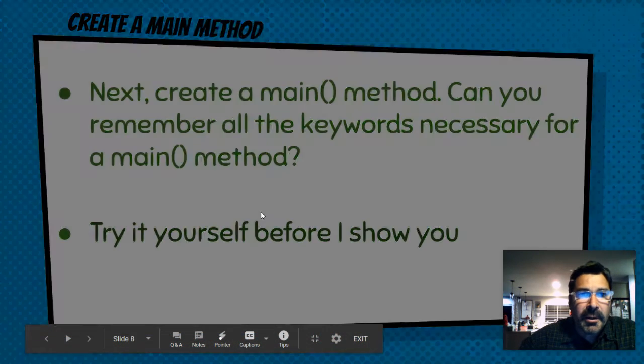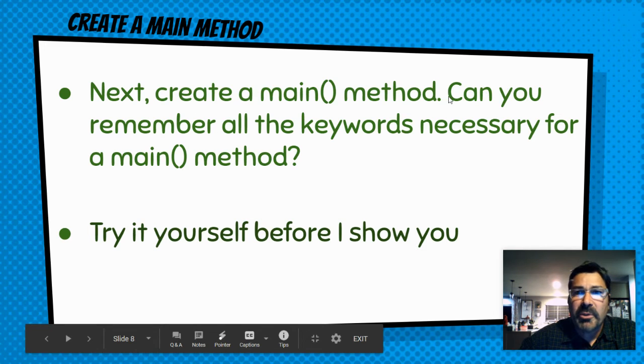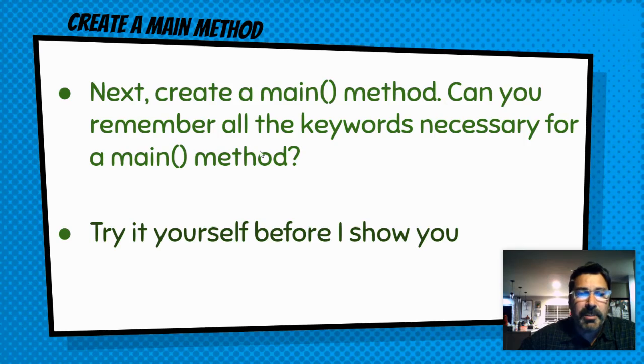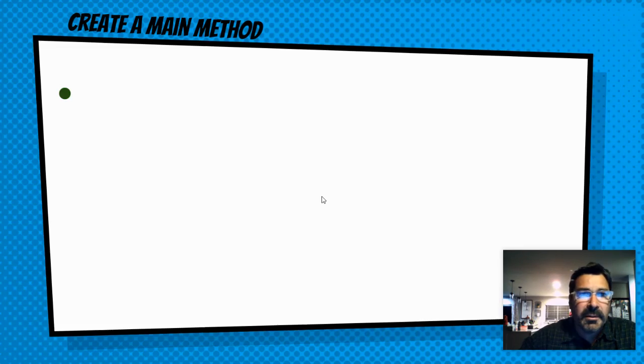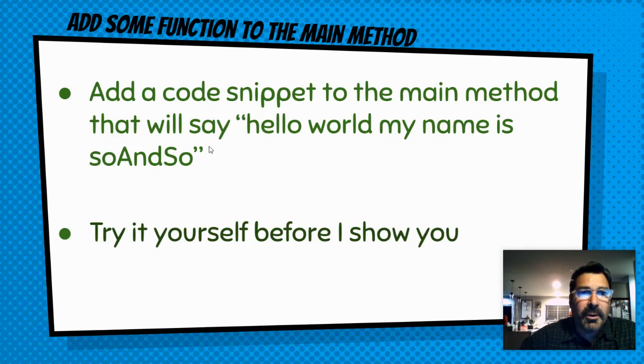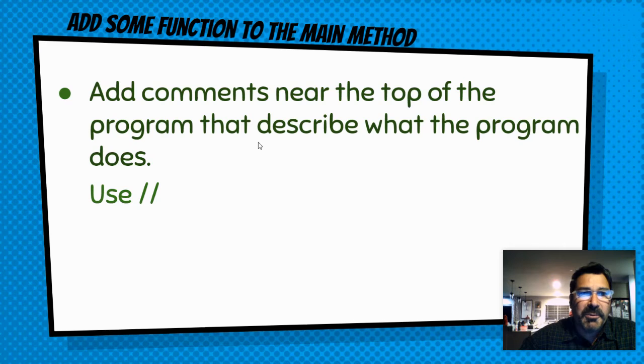All right. Okay, next create a main method. So you can skip this because we already did it. Can you remember all the keys? Okay, so we can skip this one because it's already done. And okay, so now we're going to add a code snippet to the main method that will say hello, we already did this. All right, we're great. Okay, so add comments near the top of the program that describes what the program does. So let's go ahead and add those.